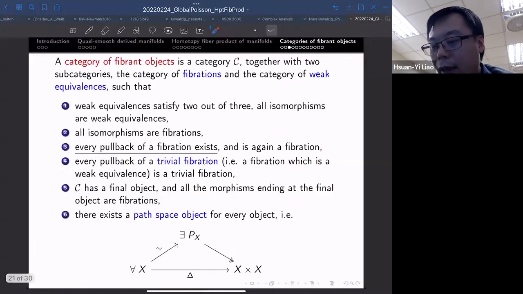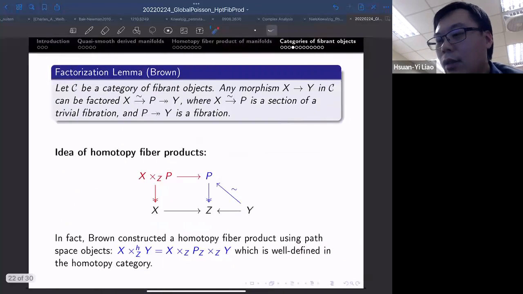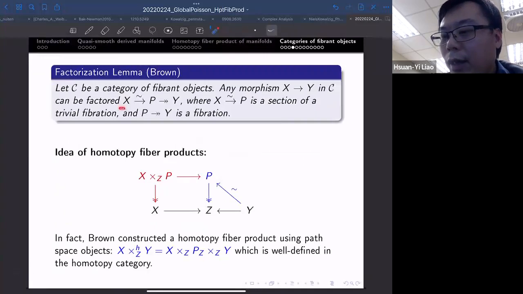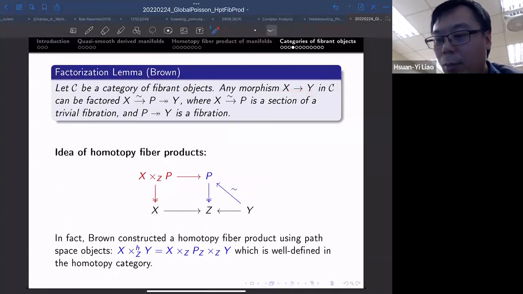And in the axiom, I just say the factorized diagonal map. And actually, this guarantees we have factorization for an arbitrary morphism. This is a lemma by Ken Brown in his original paper. And because we have factorization of arbitrary morphisms, our previous idea of homotopy fiber product just works.